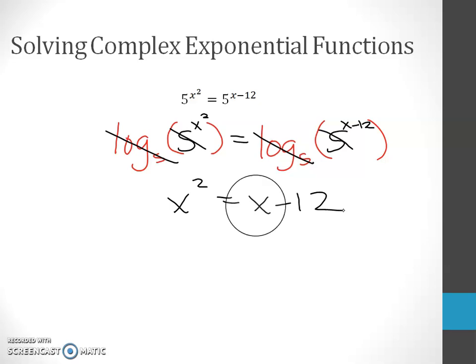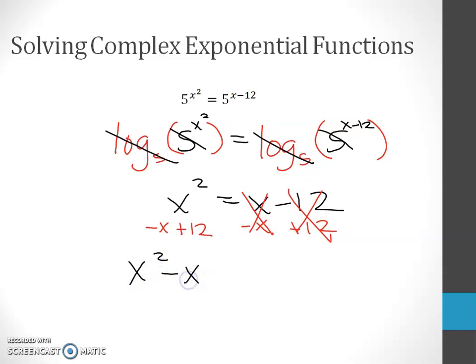If I have an x squared and an x, what's the only way that I can solve a problem if I have an x squared and an x? Hopefully you're thinking that you've got to make it equal to 0 and factor. Remember, if there is ever an x squared and an x, you're going to have to factor to solve that. So we're going to subtract our x, add our 12 over. These would cancel. I end up with an x squared minus x plus 12 equals 0. And now I'm going to be ready to factor this thing.